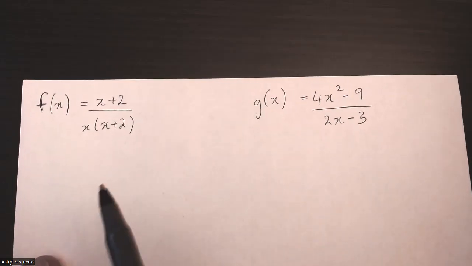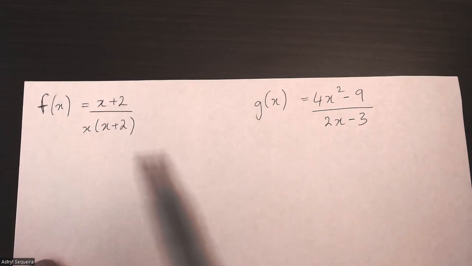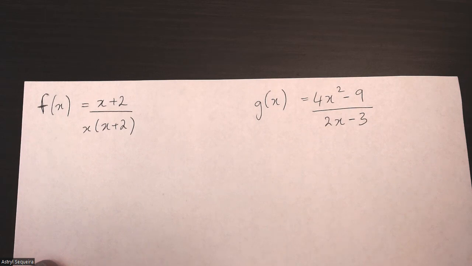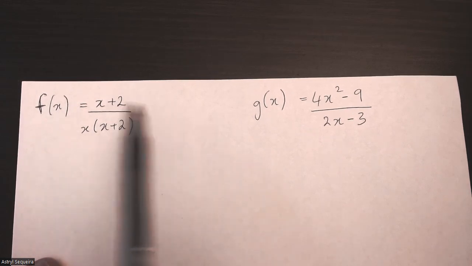All right, so in this video, we are going to take a look at these rational functions over here, and we're going to find any vertical asymptotes, any holes, and then we're going to sketch the graph based on that behavior. So let's take a look at this first question here.